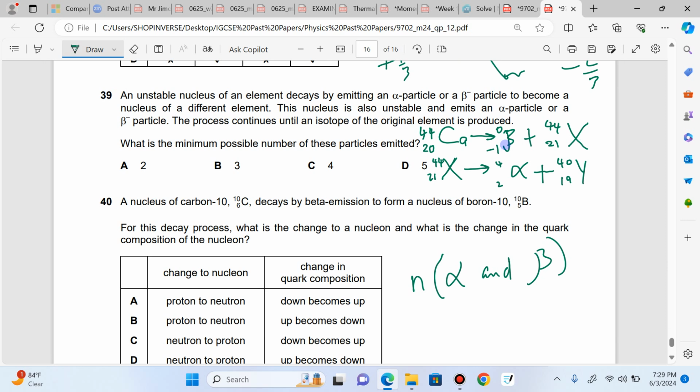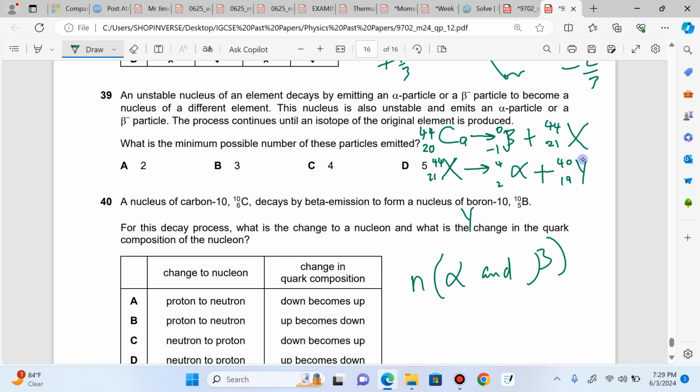Now, this can continue in either way, but we just want it to continue until calcium is formed again. So should we allow it to undergo an alpha decay? When it undergoes another alpha decay, this number reduces further to 17, okay? Because alpha particle has 2 protons. So let it undergo a beta decay.